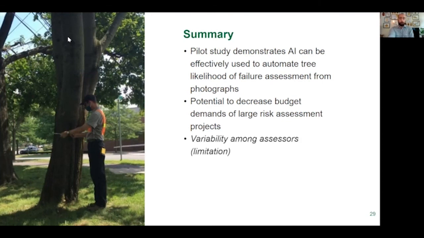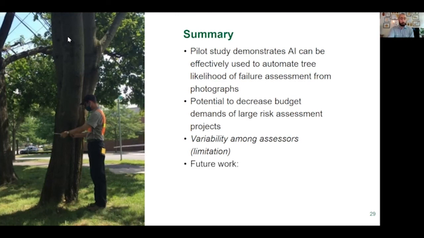Now, one limitation is variability among assessors, especially between the probable and possible categories of likelihood of failure. There have been previous studies showing that for improbable and imminent trees, most arborists can agree on what those look like. The possible and probable, the two intermediary categories, are where professional judgment and experience come in. So delineating between those two classes is a limitation that running more images through this CNN would help address.